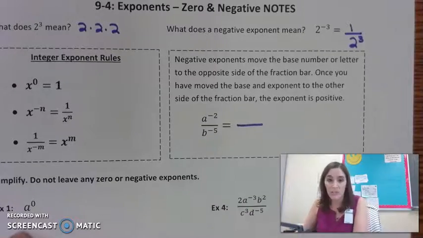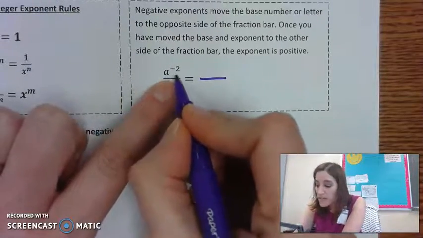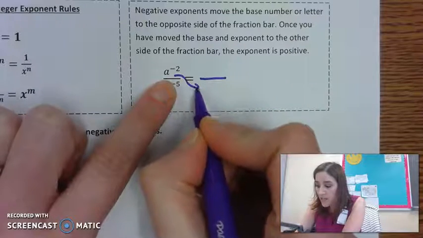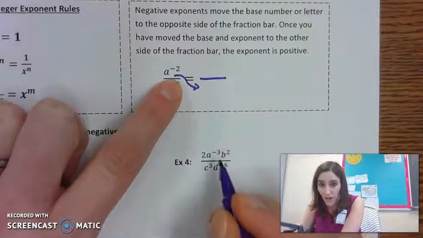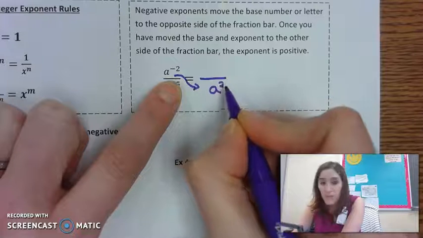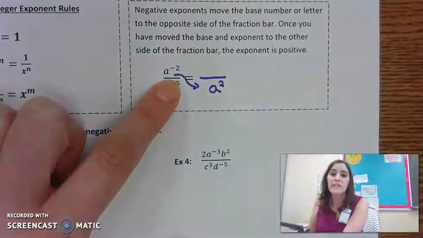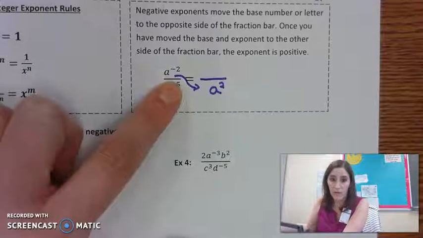If I've got a fraction bar and I've got a to the negative 2 on the top, all I need to do is take that base and that exponent and change the side of the fraction bar that it's on. It's on the top now, so I would move it to the bottom, and once I've moved it, well then it becomes a positive exponent. So our whole goal here is to get rid of the negatives and the 0 exponents.